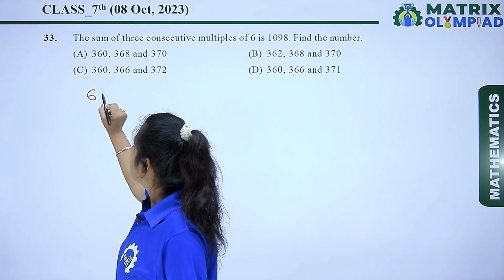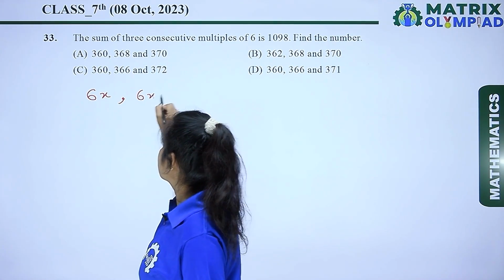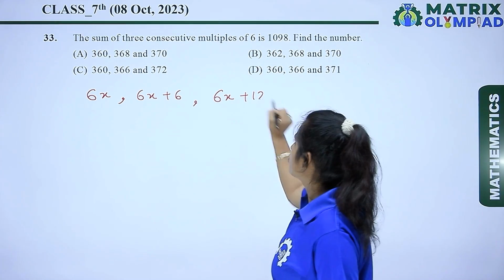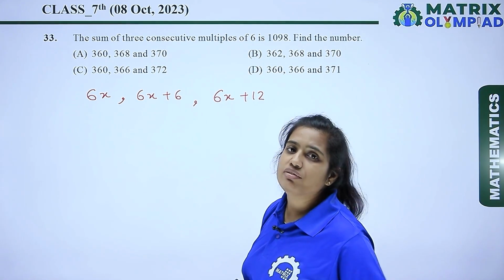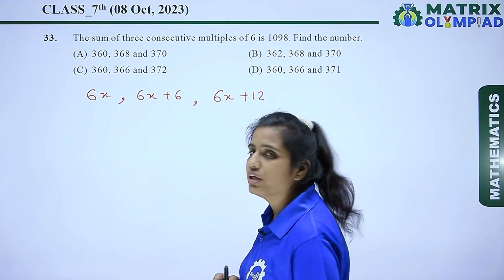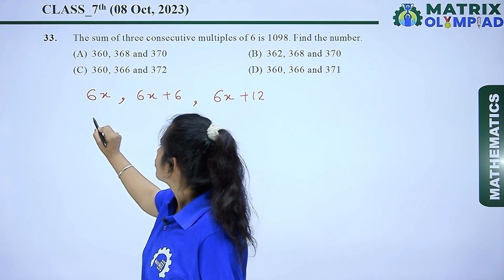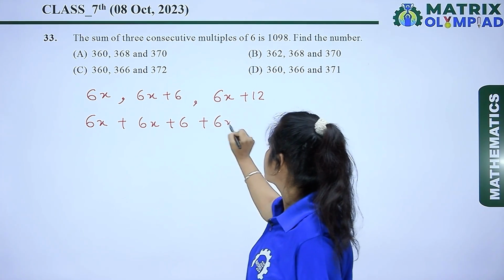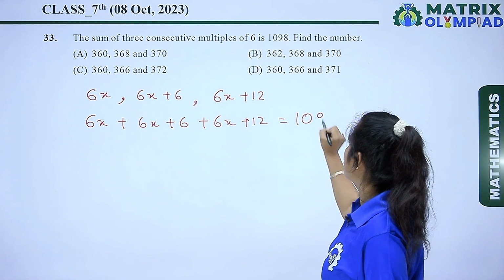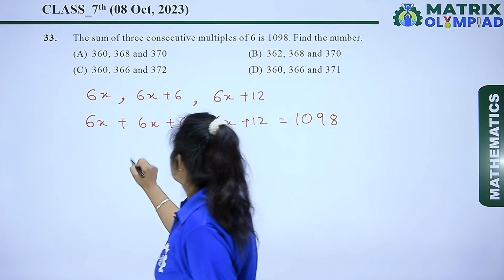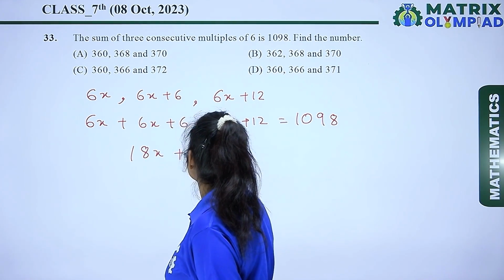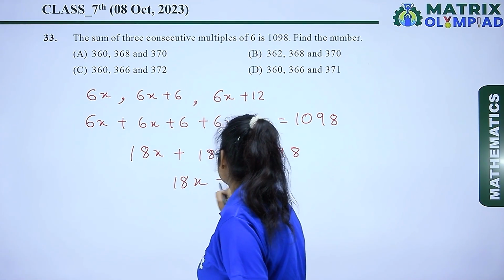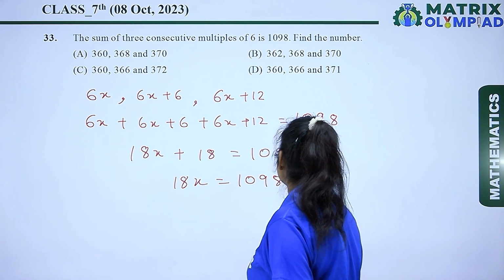We are having 3 consecutive multiples of 6. So let's take the first number 6x. Next number will be 6x plus 6. And the third number will be 6x plus 12. So these are the three consecutive numbers which are multiples of 6. Now let's solve it. 6x plus 6x plus 6 plus 6x plus 12 is equal to 1098. Here we get 18x plus 18 equal to 1098. So 18x is equal to 1098 minus 18.